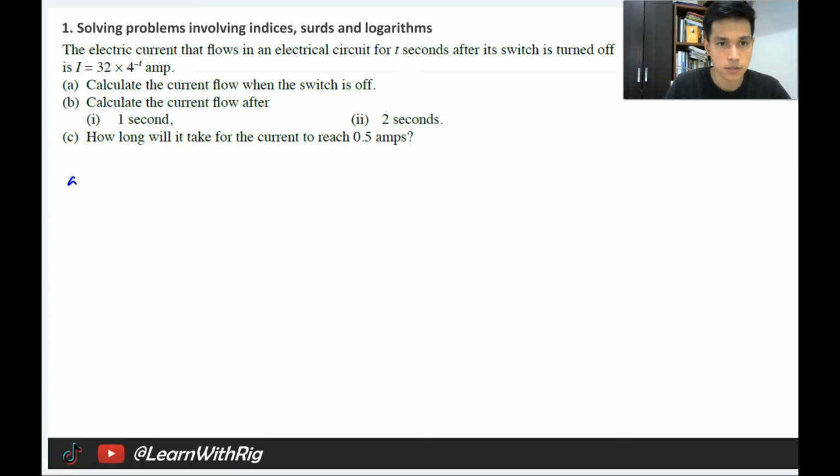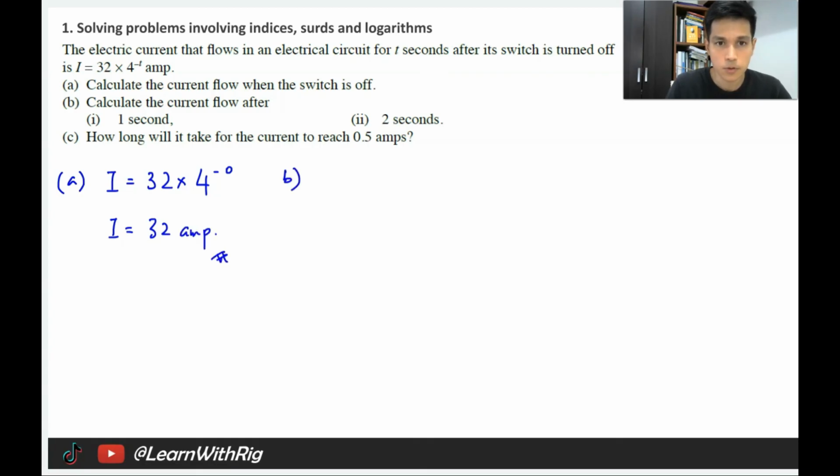The question is asking you to calculate the current flow when the switch is turned off. When the switch is turned off, what is the time? Time is 0, correct? That's the start of the calculation. So I equals 32 times 4 power negative t. When you just switch off, the time is 0, so 4 power 0. 4 power 0 is equal to 1, whatever the value. So your answer is 32 ampere.